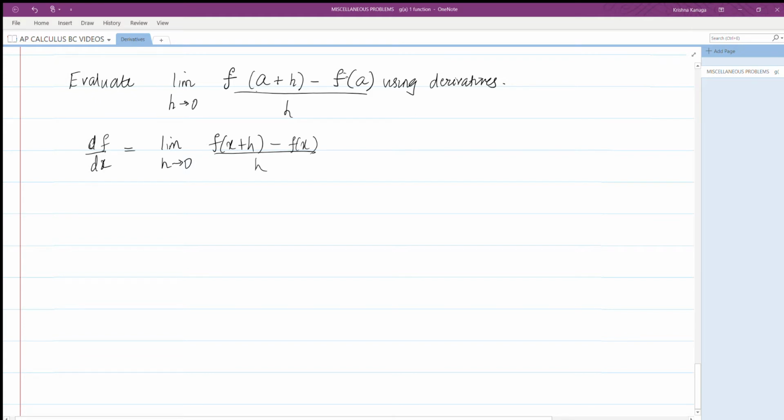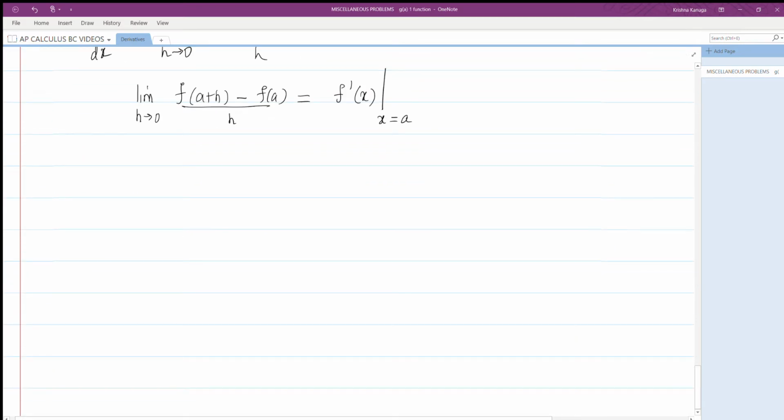Essentially what you need to realize is that this limit that we're trying to evaluate, the limit as h approaches 0 of f of a plus h minus f of a all over h, if you come across things of this sort, all you're doing is calculating the derivative first in general, and then replacing x with the value a. So let us use this in an example and see what this actually means.